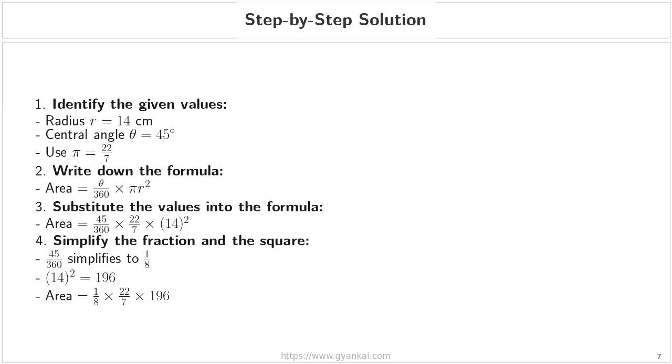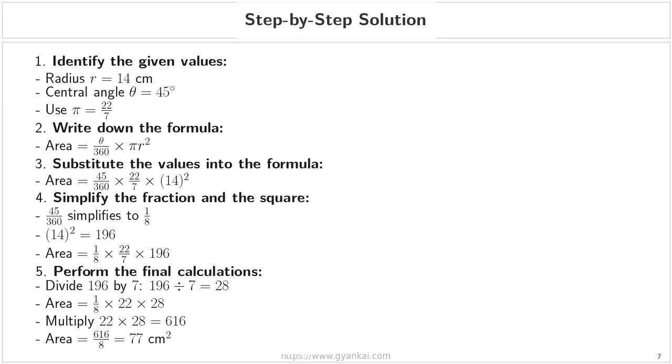Fourth, to make the math much more manageable, let's simplify. If you look at the fraction 45 over 360, you'll see it simplifies down to 1/8. Next, we calculate 14 squared, which is 196. Now our equation looks much cleaner. It is 1/8 multiplied by 22/7 multiplied by 196.